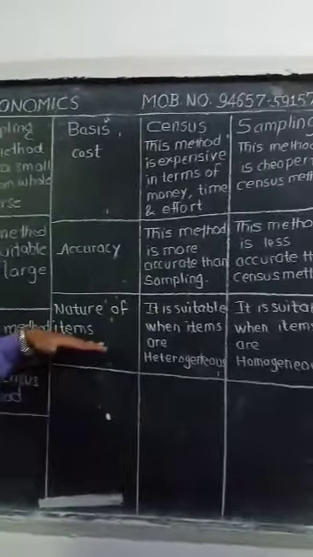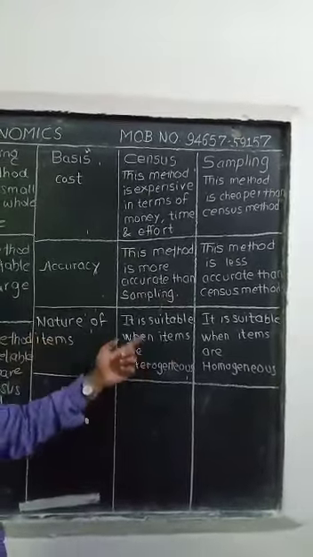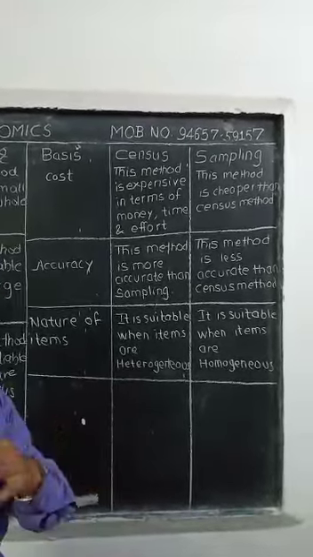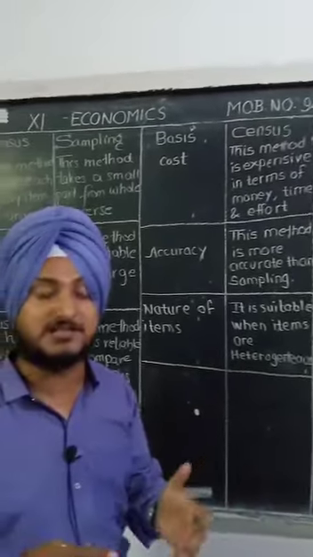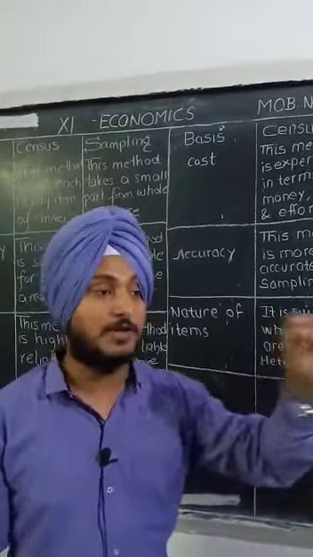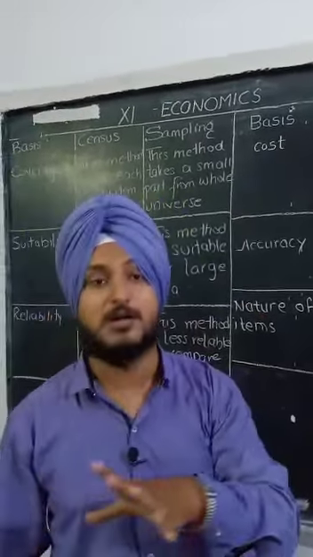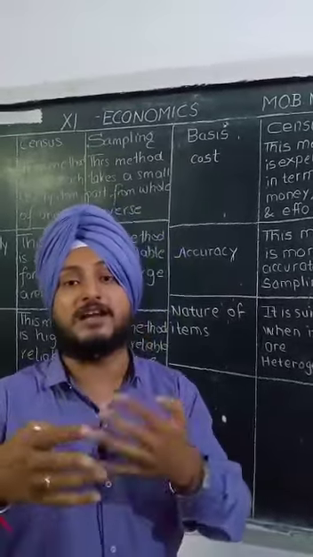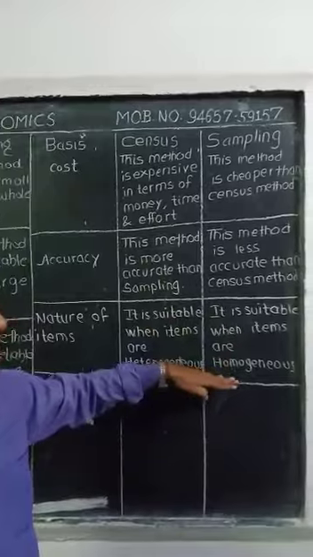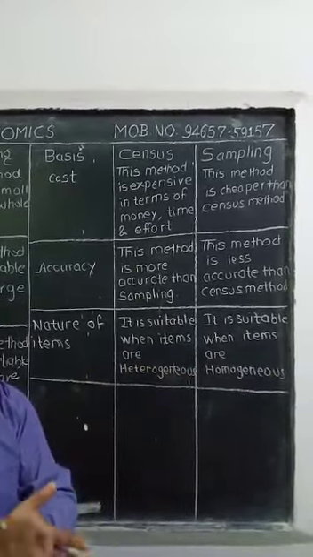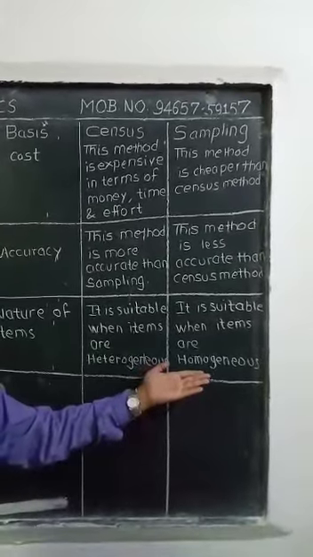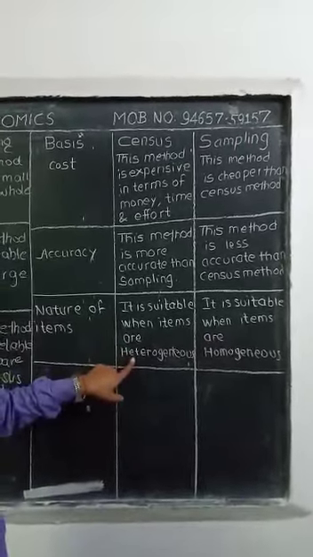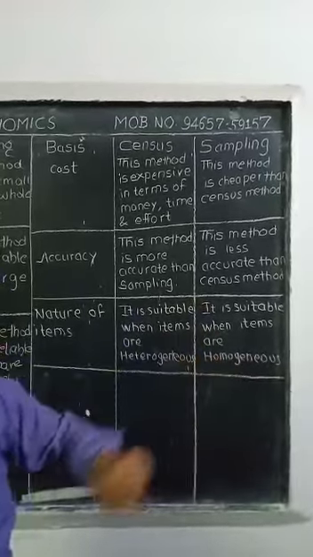Okay, students. And last one we have nature of items. So census method is suitable when items are heterogeneous. Heterogeneous means when the data is not the same, when the data is different in terms of characteristics and features. As I have given the example, we have accounts book, business book, economics book, and according to that we have to take all 3 books in order to get their characteristics. But sampling is suitable when data are homogeneous, when all the data are the same, uniform in terms of their characteristics and features. So this thing you have to keep in mind.